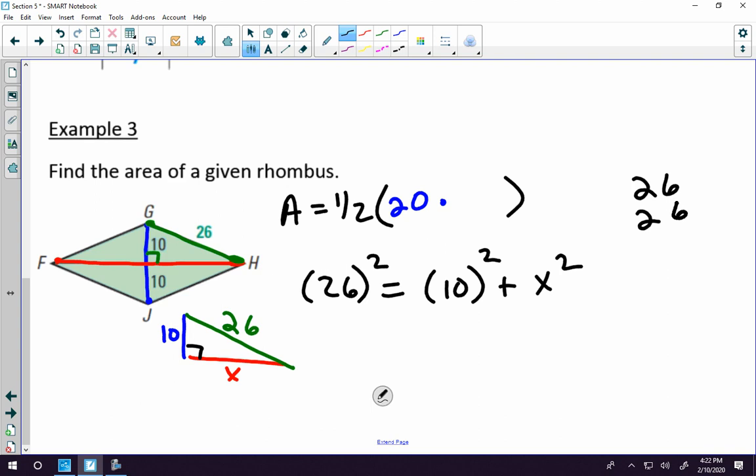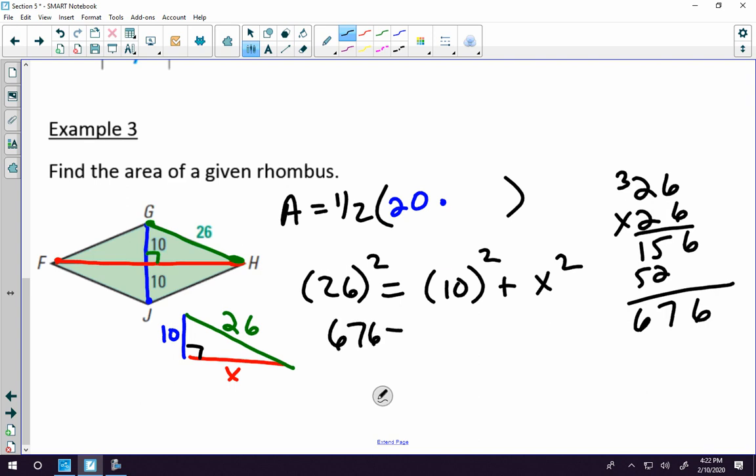26 squared, it's going to be 26 times 26. 6 times 6 is 36. Carry the 3, 15. 2 times 6 is 12. Carry the 1, 5. Got a 5 there. So we got 6, 7, 676. 26 squared is 676. So we got 676 equals 10 squared is 100 plus x squared.